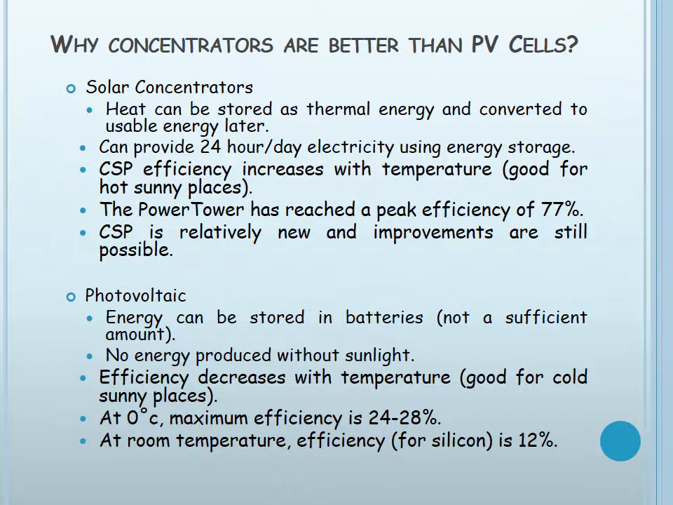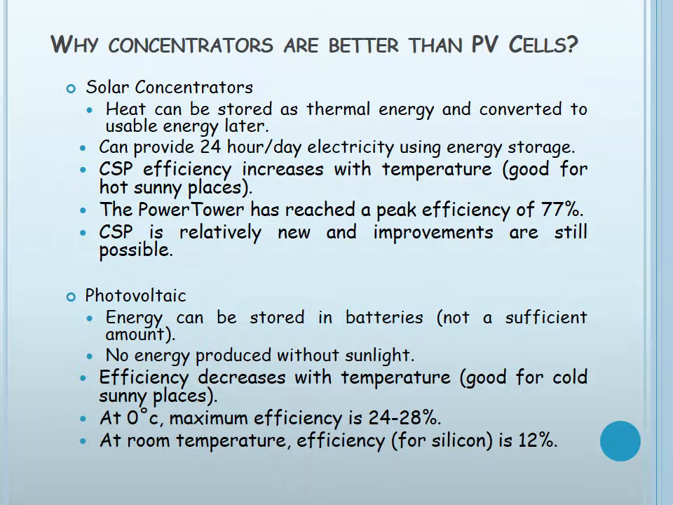And for a PV cell at 0 degrees, the maximum efficiency of 24 to 28% is comparatively very low compared to that of solar concentrators, which is 77%. And at room temperature, its efficiency is 12%, which is for the silicon cells. So it's relatively low compared to that of concentrators. So that's why I say that concentrators have a better advantage in terms of producing electricity, cost, and everything else.